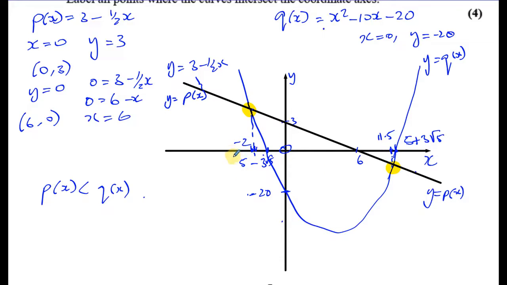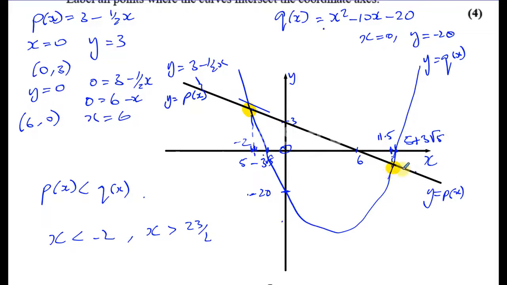So if you think about values in this region here, the line is below the curve. The curve is going to continue up this way, and the line is going to continue like this. This curve is going to continue being steeper and steeper. This one will stay the same gradient. So from minus 2 and back, p of x will be below q of x. So when x is less than minus 2, not equals, because at minus 2 they're equal to each other.